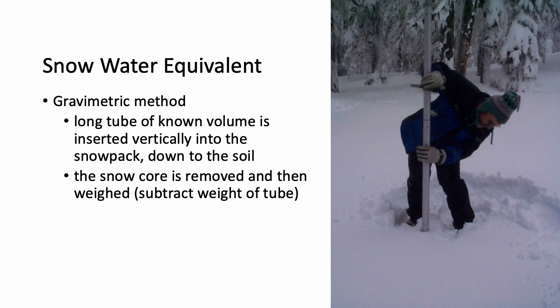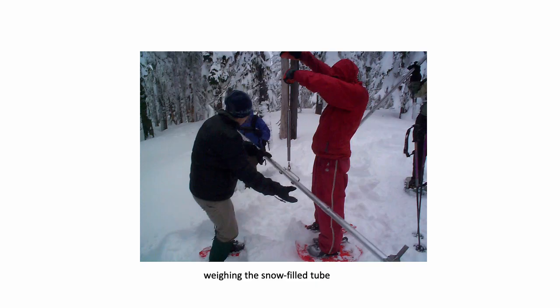So basically, again, we take a known volume of snow, and in this case, it's like coring the snowpack with this long aluminum tube that's specially machined with a fixed volume, and you insert it vertically all the way down the snowpack until it reaches the soil. You give it a twist, you pull it out, and you weigh it. And you've already weighed the tube without snow in it, and then you weigh the tube with the snow in it. Then you have a known volume of snow in the tube, and you can convert that to snow water equivalent. And here's an example of weighing the tube. We use a spring scale.